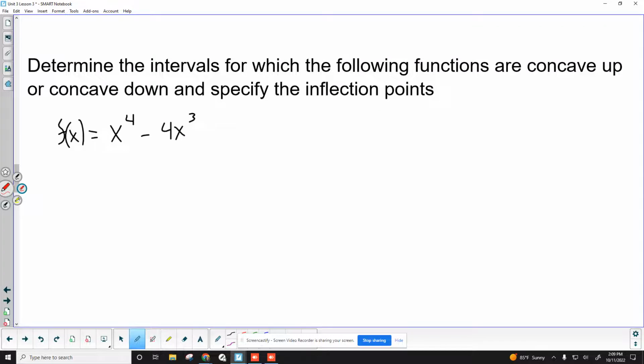Please determine when this function is concave down. Let's just worry about concave down. And then also tell me when this function has points of inflection. The function is x to the fourth minus 4x cubed. What would you do? Ready, set, go. Tell your neighbors.